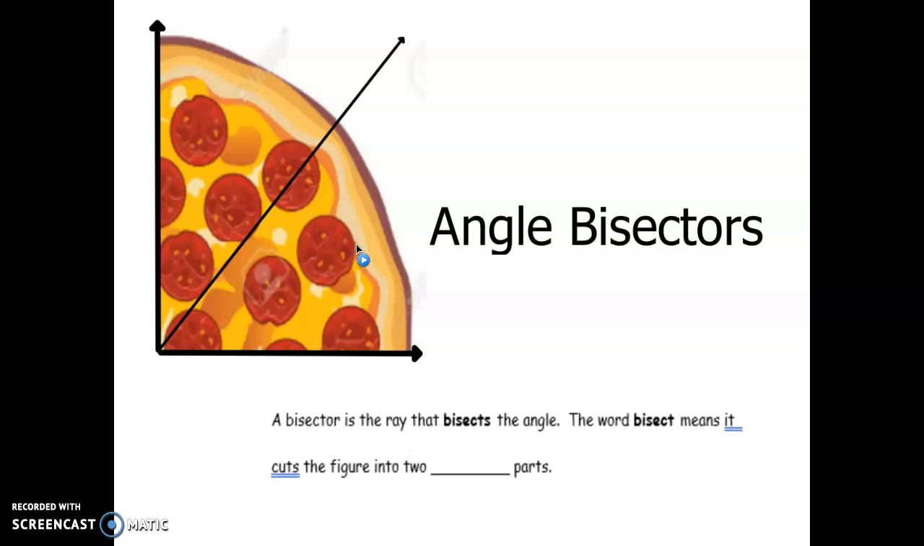We're going to look at angle bisectors, which basically a bisector is the motion that I just did cutting that pizza. It is a ray or a line or a cut that bisects the angle. And the word bisect just means what we just did with our pizza. We simply cut our pizza into two equal parts. So one of the biggest factors of it is that, yes, it does cut it into two parts, but it cuts it into two equal parts.